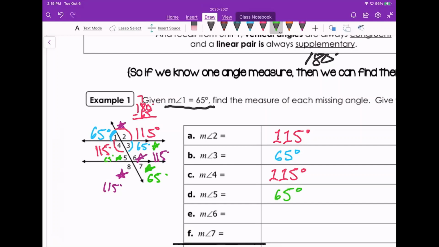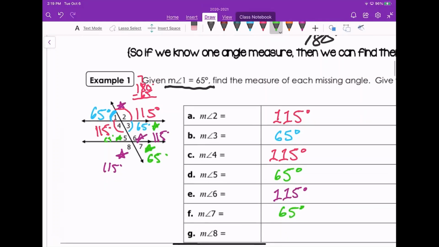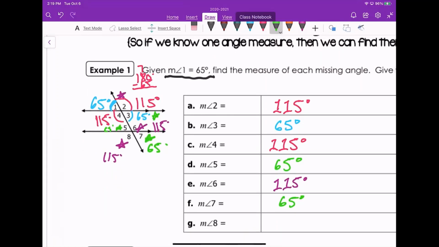And then angle 6 is purple, 115 degrees. And then angle 7 is green, 65 degrees. And then angle 8 is purple, 115 degrees. And these are your answers, guys. This is how you do them.